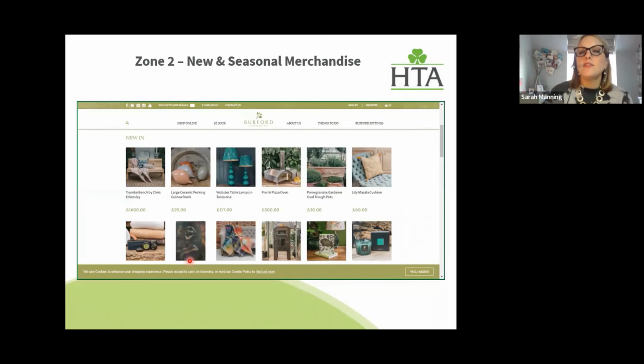Then underneath, we've got the new product that's come in. So here again, we've got the Burford example, but you can see it's titled. This sits under their header banner, and this is all the product which is new in. So all that newness is here. So that also, as we've just said, zone 2 is part of the push area.